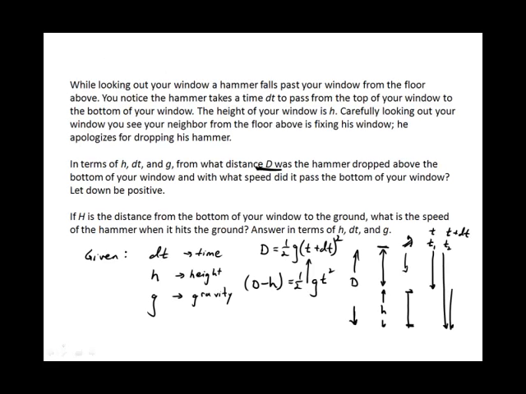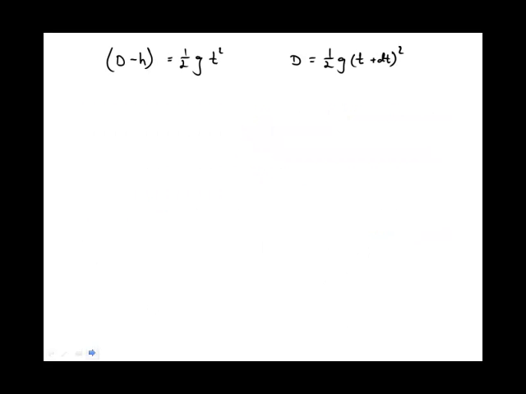So again, let me reiterate. D minus h is the distance it falls to the top of the window, and that's 1/2 g times t squared. The total distance D is the time it takes to fall to the bottom of the window. That's 1/2 g (t plus dt) quantity squared. And what I'm being asked to do is to find that distance big D in terms of these values. Now notice t is not one of them. dt is its own variable. So t is not one of those values. So I'm interested in finding D.